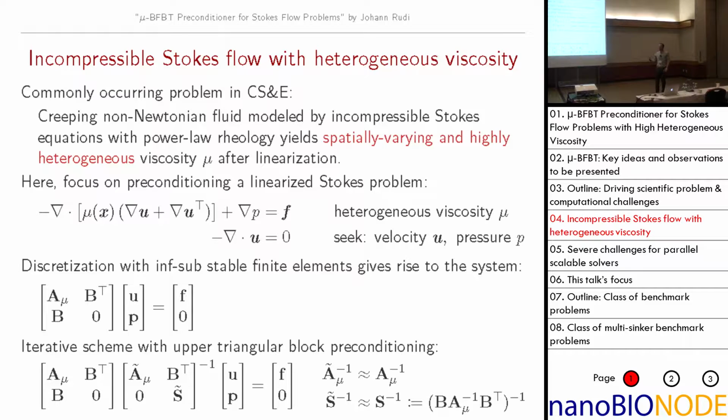And now this needs to be solved, or in large problem dimension, we want to solve it iteratively. And we apply this upper triangular block preconditioner. And you have to find approximations for the viscous block called A tilde, and this inverse for the Schur complement. And to be more precise, you have to find operators where you can compute the action of a vector onto this operator. You don't need to actually form these operators.